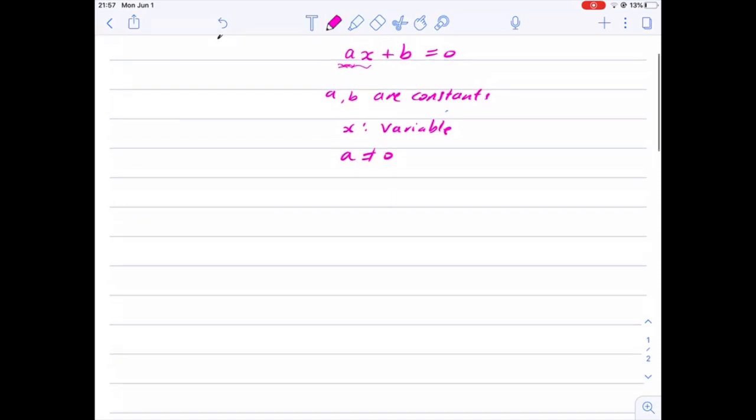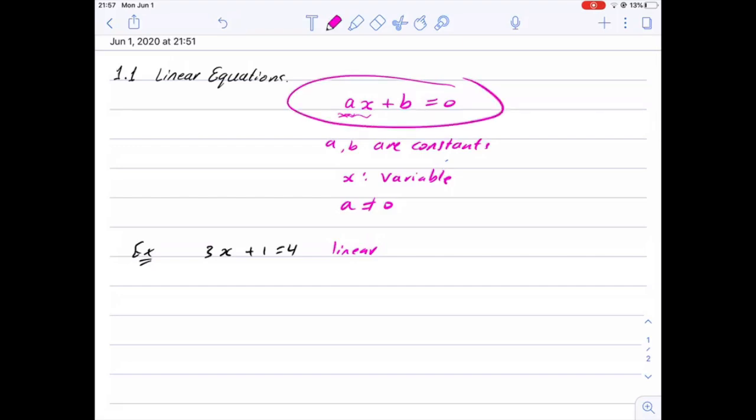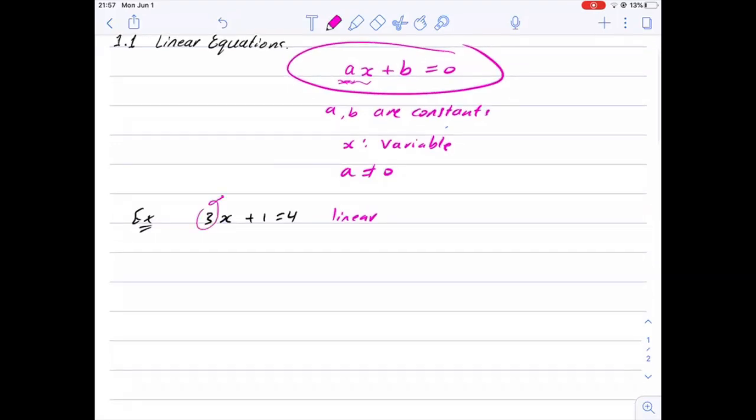Some examples of linear and nonlinear equations. 3x plus 1 equals 4. This is a linear equation because it's written in this form. As we can see, this is a, this is b, and this need not be 0 actually. This can be any value, any constant, but we would like to write it in the standard form.